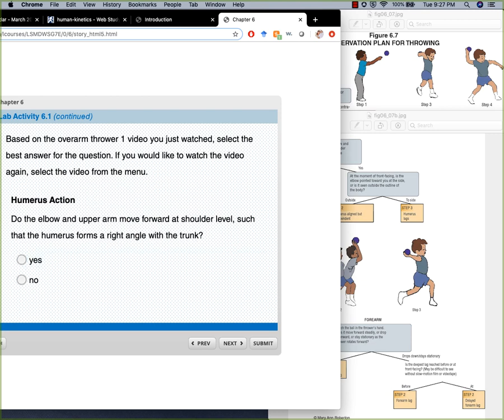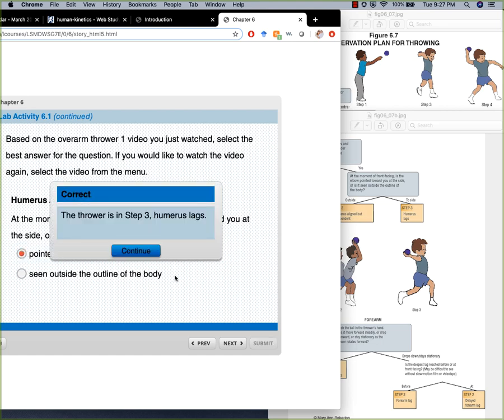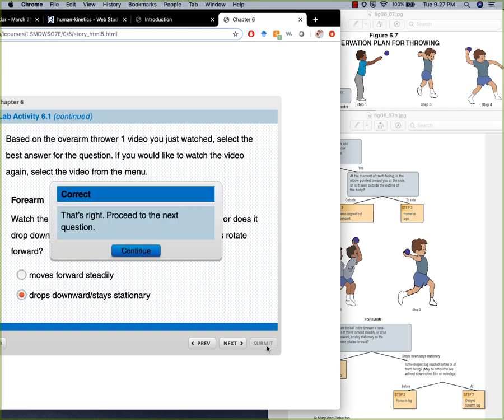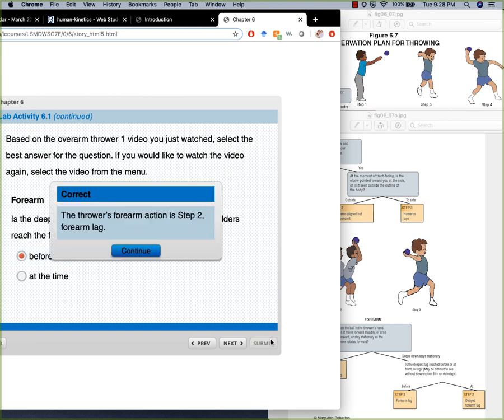For the humerus action, we saw that the elbow and the upper arm moved forward at the shoulder level. At the moment of front facing, the elbow was pointed towards you at the side. So the thrower should be in step 3 of the humerus lag. For the forearm action, the thrower's hand remains stationary as the thrower's shoulders rotated forwards. The deepest lag was reached before the shoulders reached the front-facing position. So the thrower is in step 2 of forearm lag.